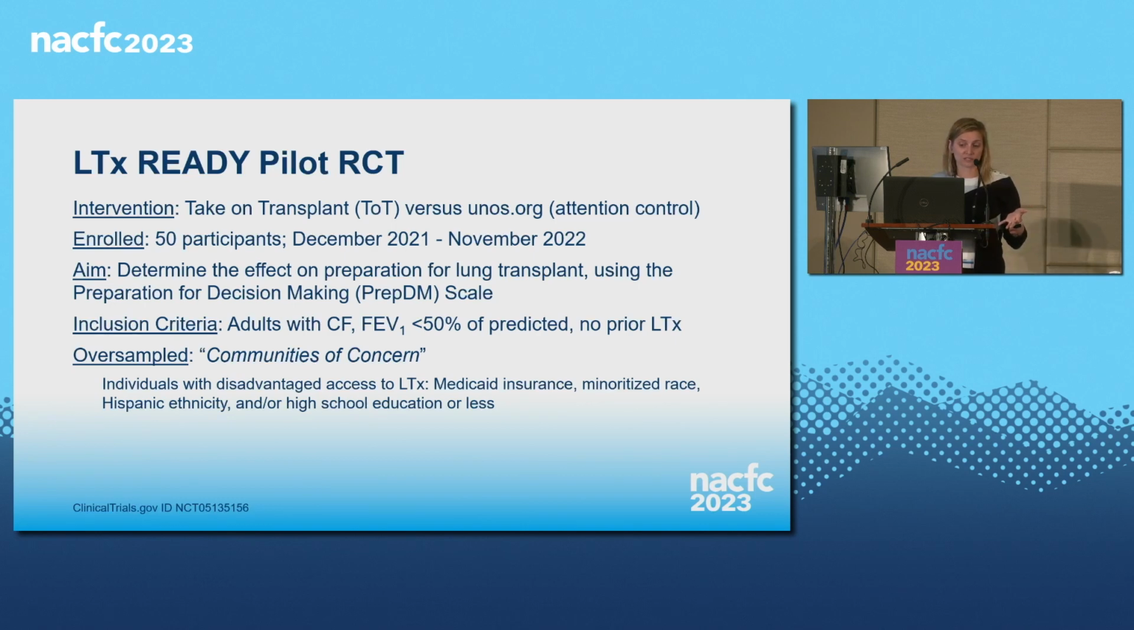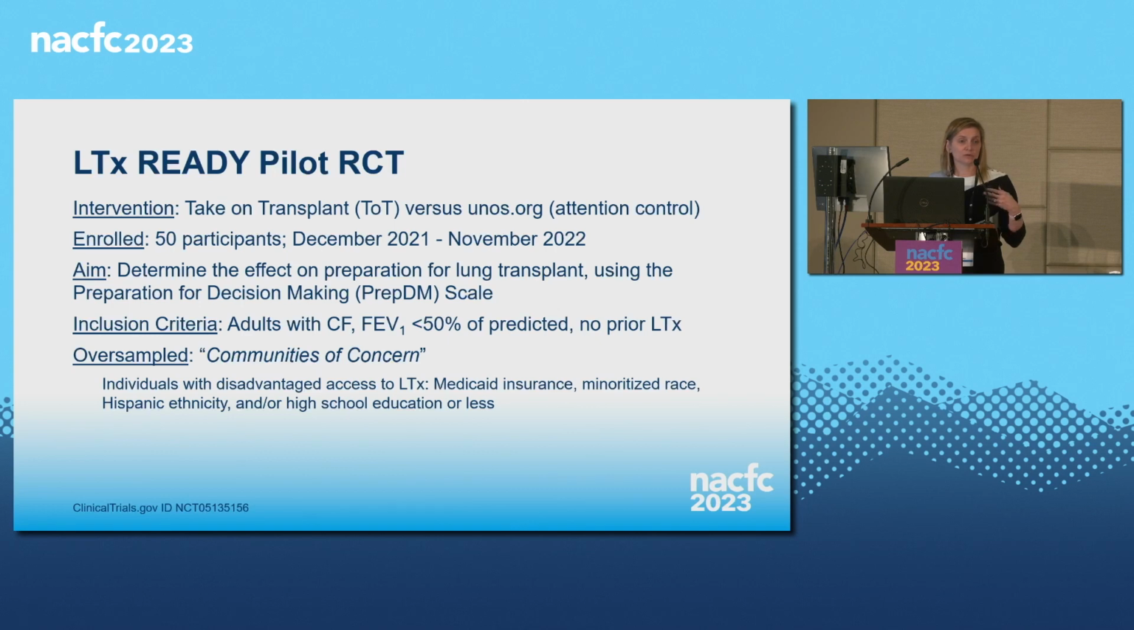We enrolled 50 participants from December 2021 to November of 2022 with the aim of determining the effect on preparation for lung transplant using the Preparation for Decision-Making Scale, or PrEP-DM. We included adults with CF with an FEV1 less than 50% of predicted who had no prior lung transplant, and we recruited from centers all over the country.